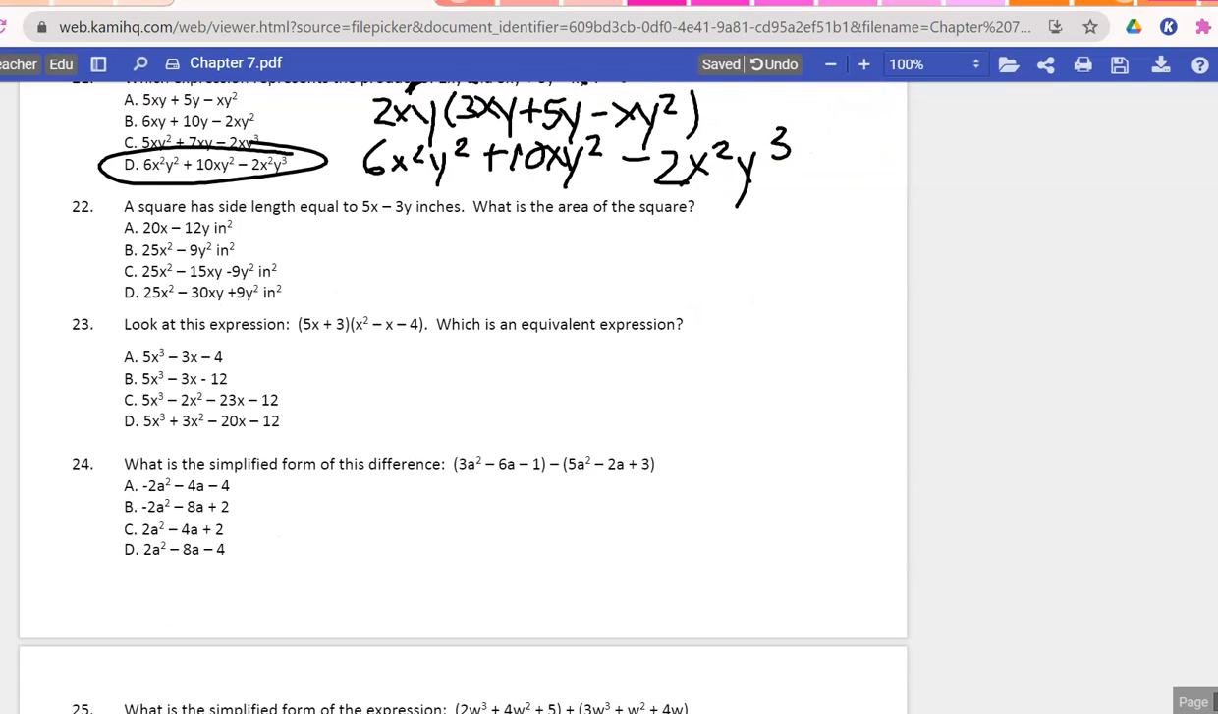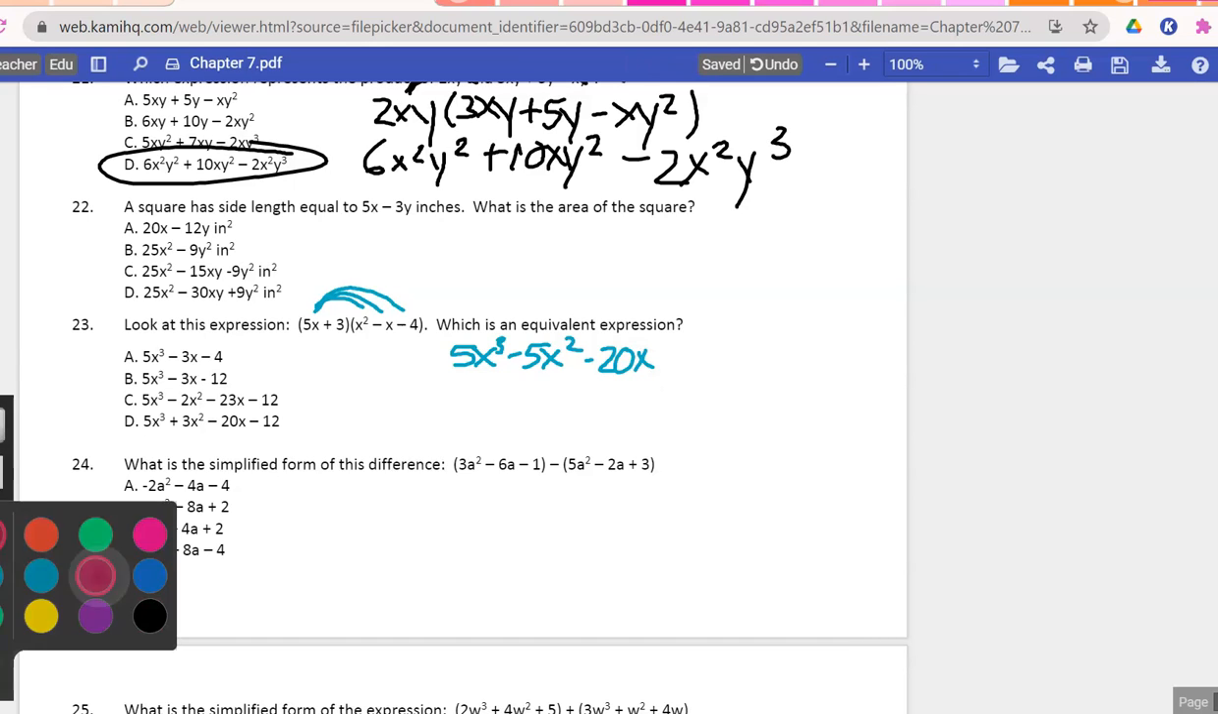Next, we're going to 23. So you get an expression, 5x plus 3 times x squared minus x minus 4. And they want to know what's an equivalent expression. So basically what they're asking you to do here is simplify. So you need to distribute the 5x to everything in your second set of parentheses. When you do that, you get 5x to the third minus 5x squared minus 20x.